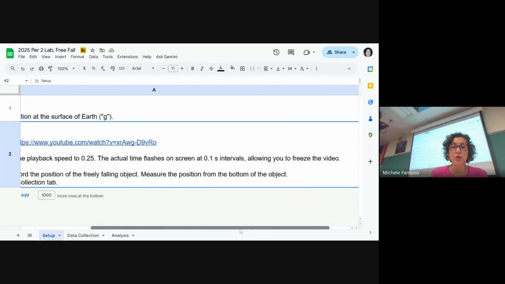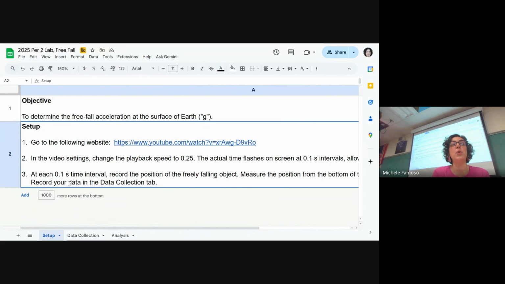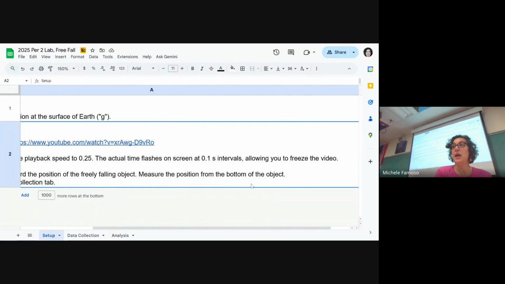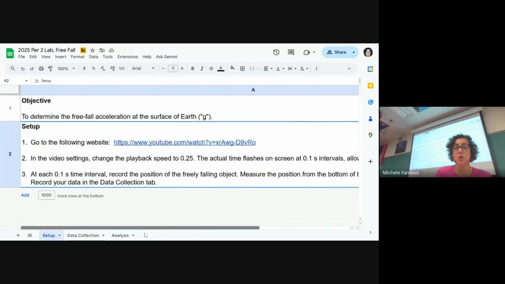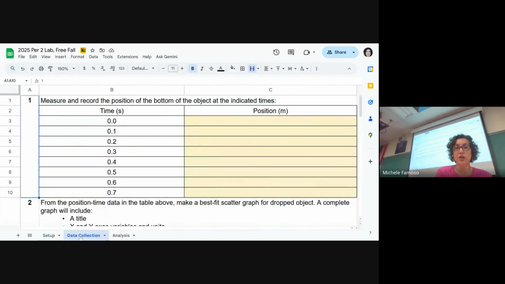What we will do, for each of these 0.1 second time intervals, is record the position of the freely falling object. We'll record it from the bottom of the object each time. We're going to read where the bottom of the object is and record it. Those measurements are going to go in the data collection tab. So let's all click on the data collection tab. This is where we're going to put all our data, here in this first data table for positions. We're going to do this together.